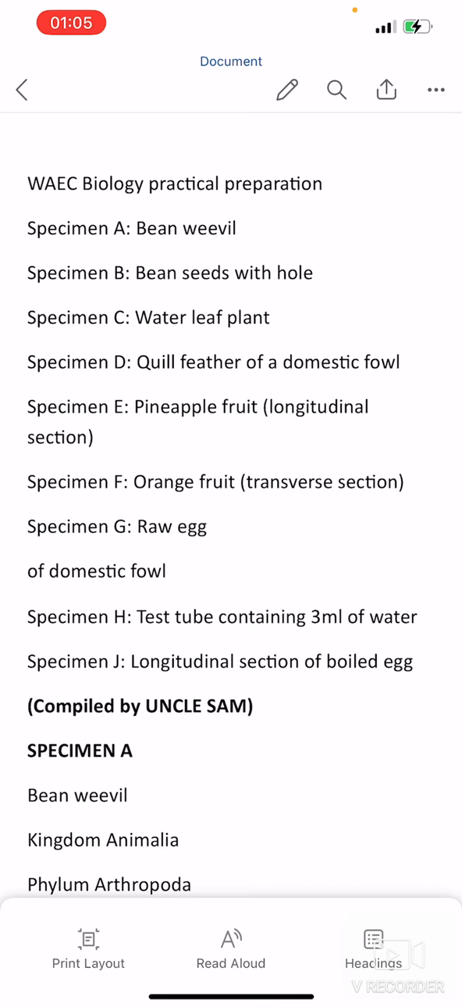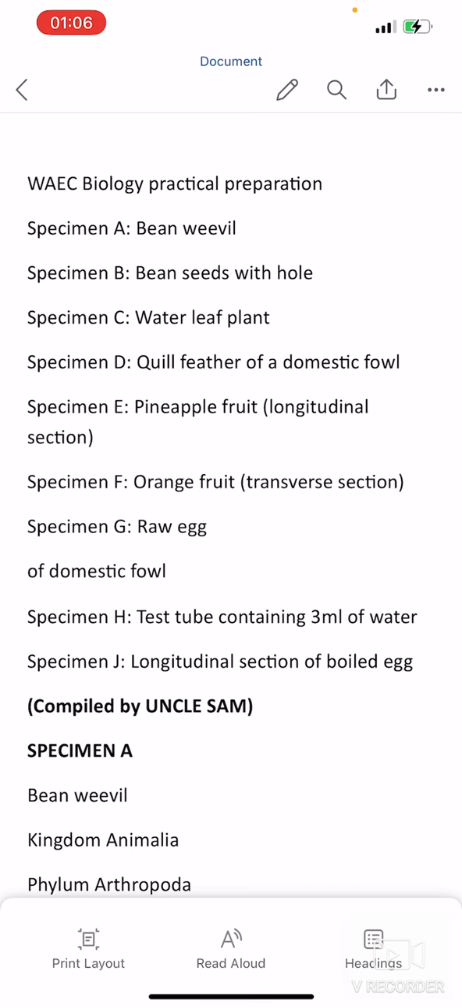Welcome to today's class, and I will be helping us with our WAEC biology practical preparation. So these are the specimens on the board. Specimen A is a bean weevil, Specimen B is seed with holes, Specimen C is water leaf plant, Specimen D is a quill feather of domestic fowl, Specimen E is pineapple fruit, that's the longitudinal section.